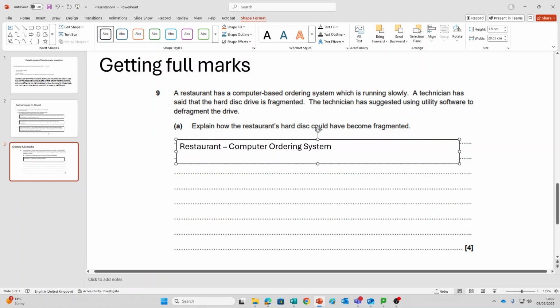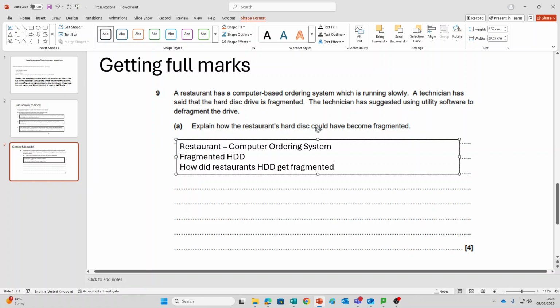A technician has said that the hard disk drive is fragmented. Okay, so fragmented. Hard disk drive. The technician has suggested using utility software to defrag the drive. Explain how the restaurant's hard disk could have become fragmented. So how did the restaurant's HDD get fragmented?